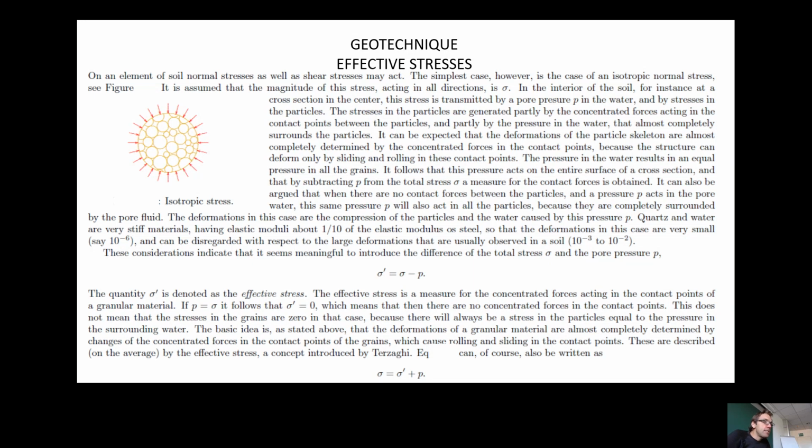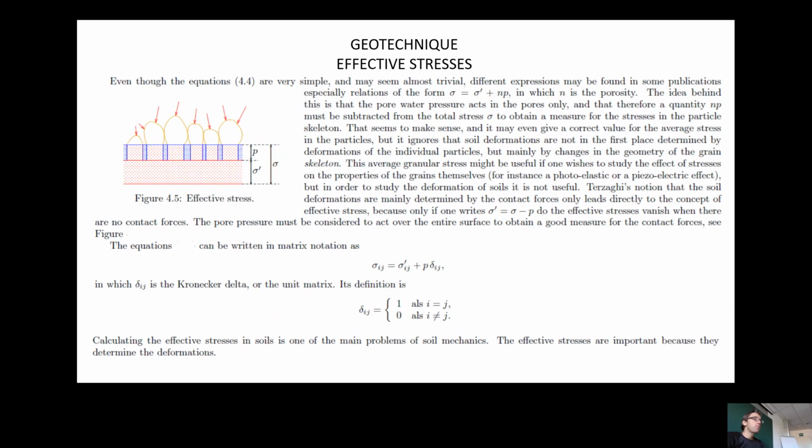So the basic idea is that, as we said, the deformation in the granular material is almost completely determined by the concentrated forces in the contact points of the grains that are at the same time moving against each other with rolling and sliding. This was introduced in historical time by Terzaghi with the following representation, that is the same as we saw yesterday and also before. Sigma total is the sum of the effective stress and the pore pressure.